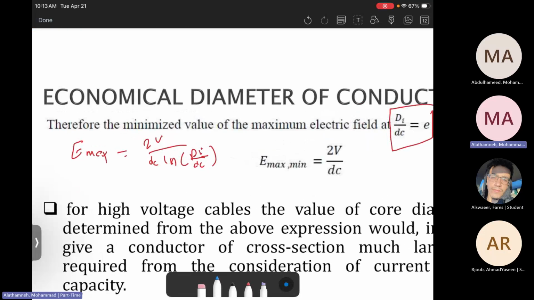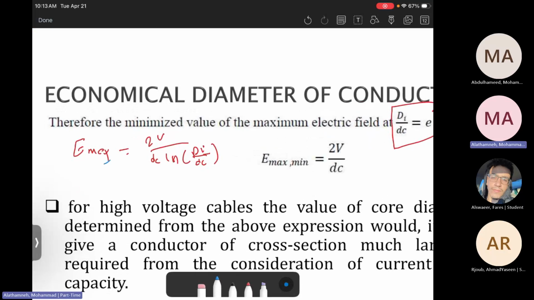But we need to minimize the maximum to be as low as possible. So we call it Emax min. So Emax, which is the maximum electric field, is being minimized, so we don't reach the breakdown. That's what we mean by Emax min. Then we substitute the ratio DI by DC, which is equal to e. This yields 2V divided by DC ln of e. And as we know, ln of e equals 1. Therefore, it will be 2V divided by DC, and that's what we got here.